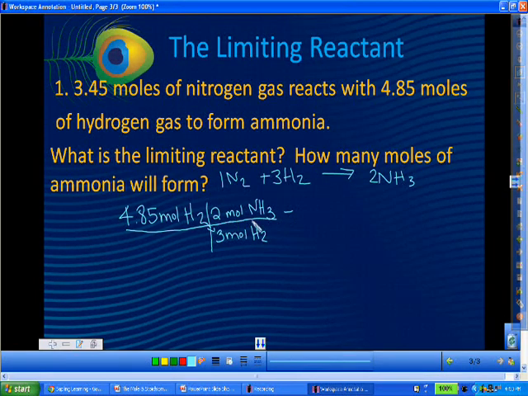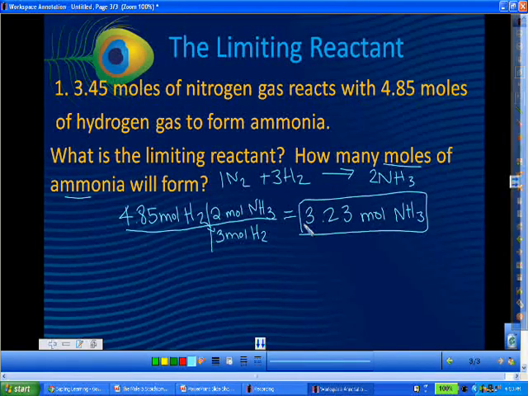So we will stop here. It is a one-step conversion because that's what we want to know. We want to know moles of ammonia, and this has gotten us to moles of ammonia. And so we have 3.23 moles of ammonia formed. That is the answer for this question, using the limiting reactant to find how much will be produced.